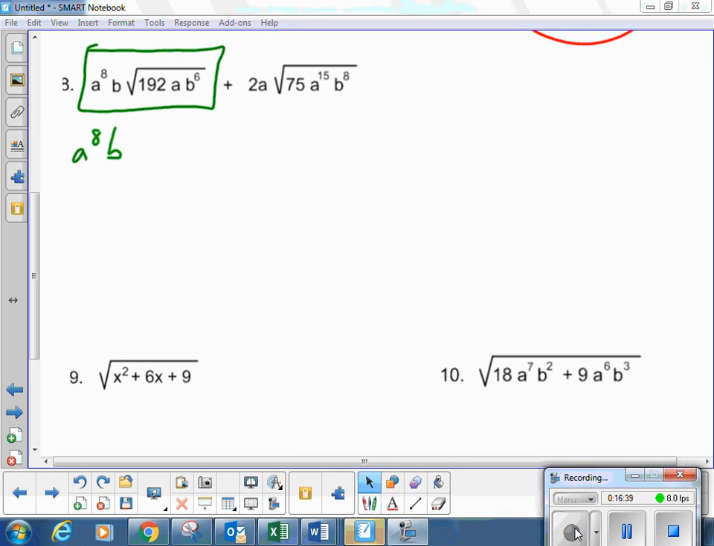Okay. Now, the point I'm going to try to make here is that in this radical, I have 3 separate pieces that are in fact multiplied to each other, which means that I'm allowed to separate these into 3 separate radicals.